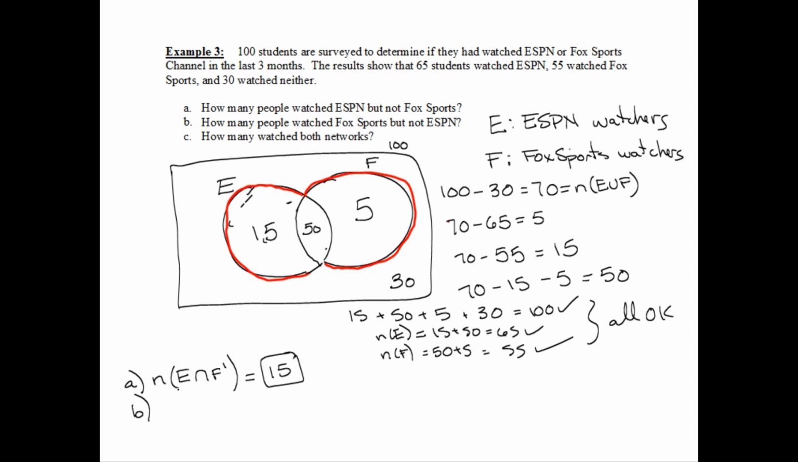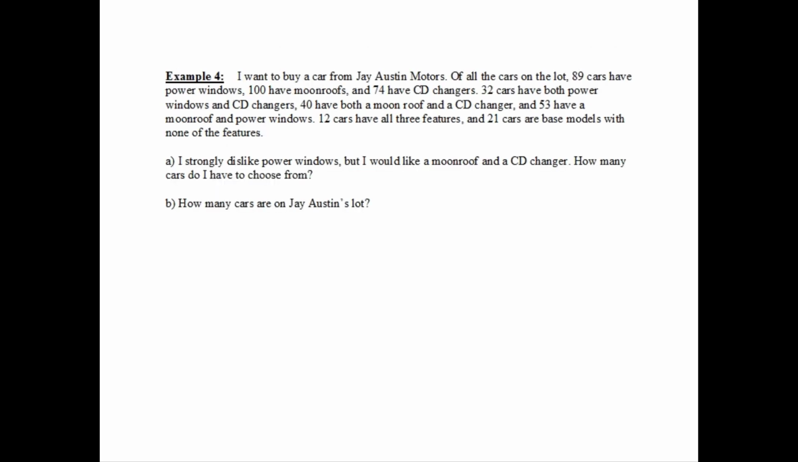How many people watched Fox but not ESPN? So this time they are Fox watchers, but they are non-ESPN watchers. So F intersect E complement. So they're in F, but they're not in E, so that'll be 5. How many people watched both? We can get that right off our diagram. E intersect F. 50 people watched both. Okay, let's move on.